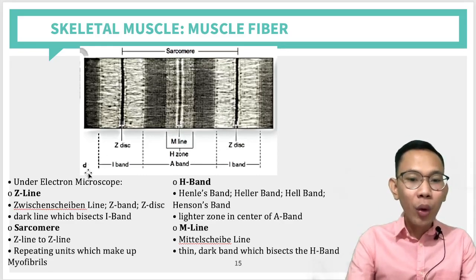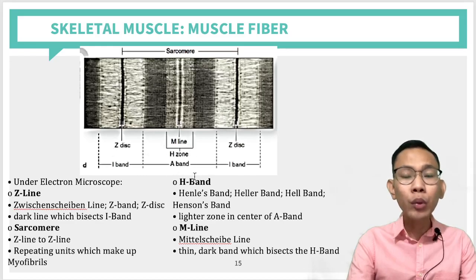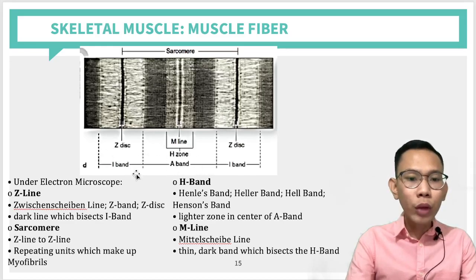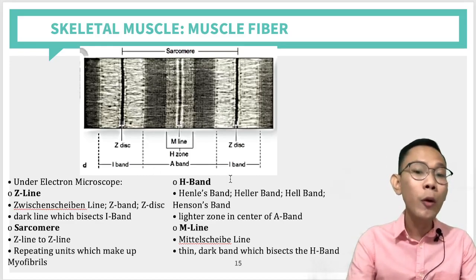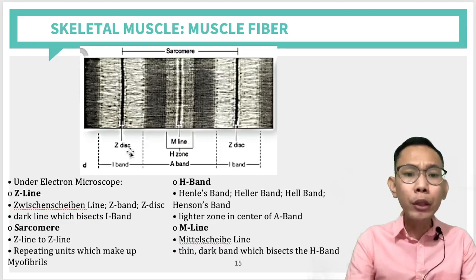Again, let's review. When we say I band, this is the lighter band compared to your A band, which is the darker band. Then what bisects your I band? It is your Z disc. Very good. Your H zone or H band is the lighter zone located in your A band, and what bisects your H zone is the presence of your M line. I hope that is very clear. So again, you just have to review this for you to be able to understand the structures of your muscle fiber.